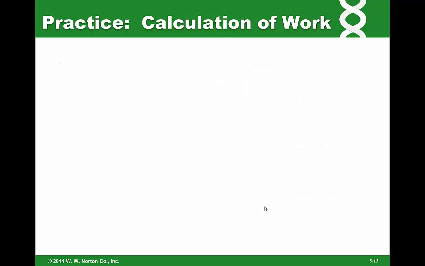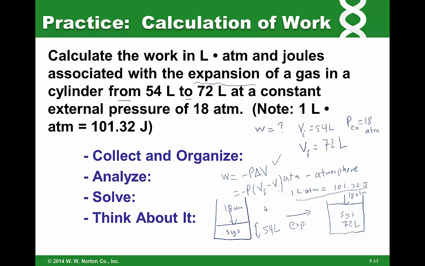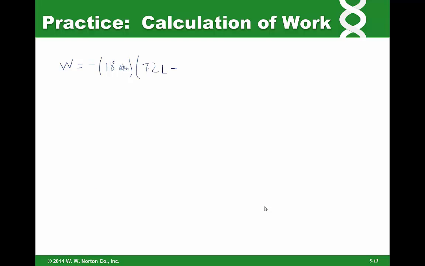All right, so now we're ready to solve. Work is equal to minus the external pressure, 18 atmospheres, times the volume change. So we have 72 liters minus the volume that we started out with. Remember that initial volume was 54 liters, so we're going to have minus 54 liters. Now we just need to do this calculation. I'm going to take 72 minus 54, so that's 18, and then we multiply by 18 atmospheres.